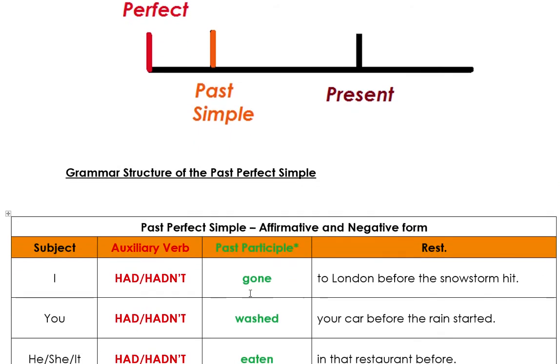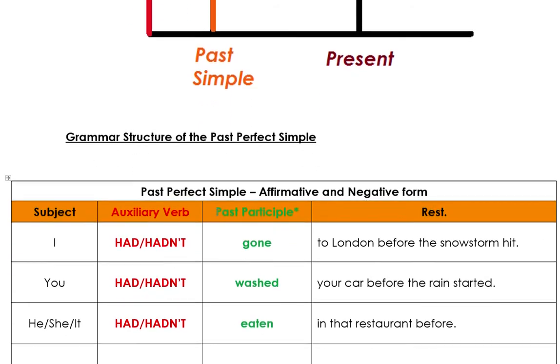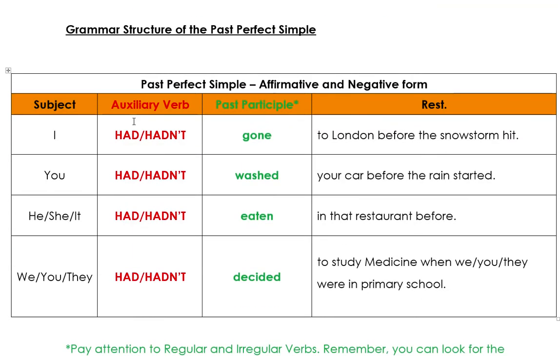Let's take a look at the grammar structure of the past perfect simple. For the past perfect simple, we always use the auxiliary verb had, okay, for the affirmative form, and we use it for all the subjects. And for the negative form, we use the auxiliary verb hadn't or had not, okay? This is the contraction of had not.